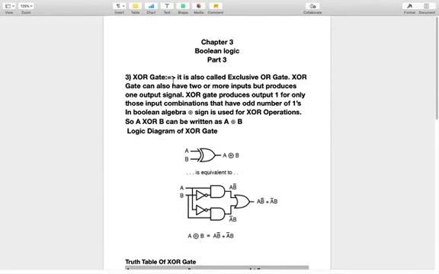The XOR gate is also called the exclusive OR gate. An XOR gate can have two or more inputs but produces only one output signal. It produces output 1 only for those input combinations that have an odd number of ones. In Boolean algebra, a plus sign in a circle is used for the XOR operation. So the XOR operation can be written as A ⊕ B.